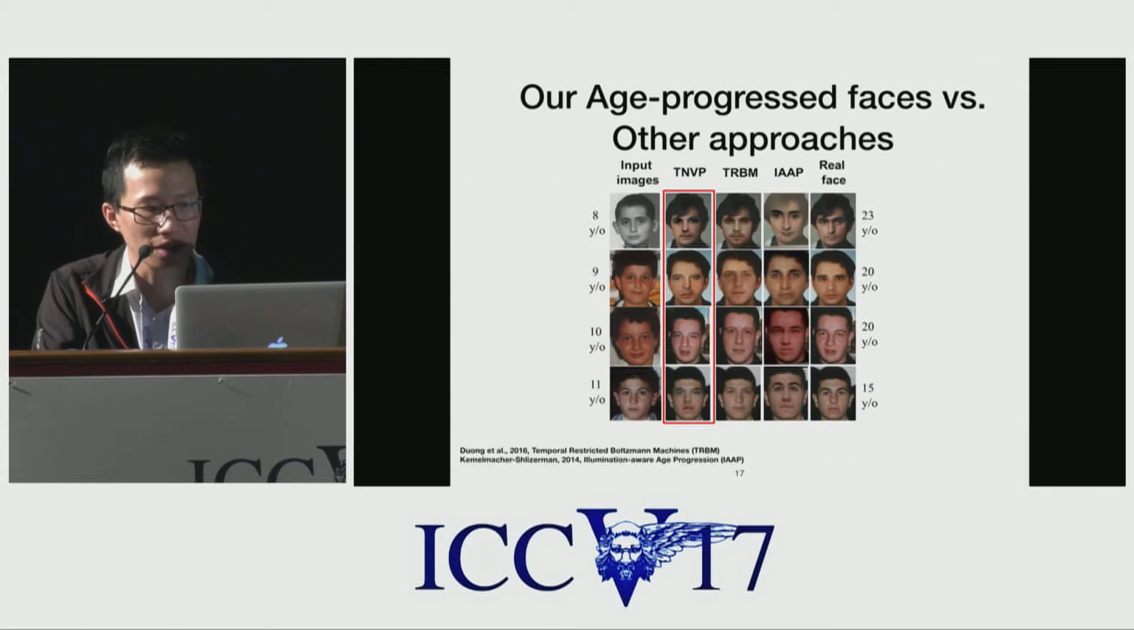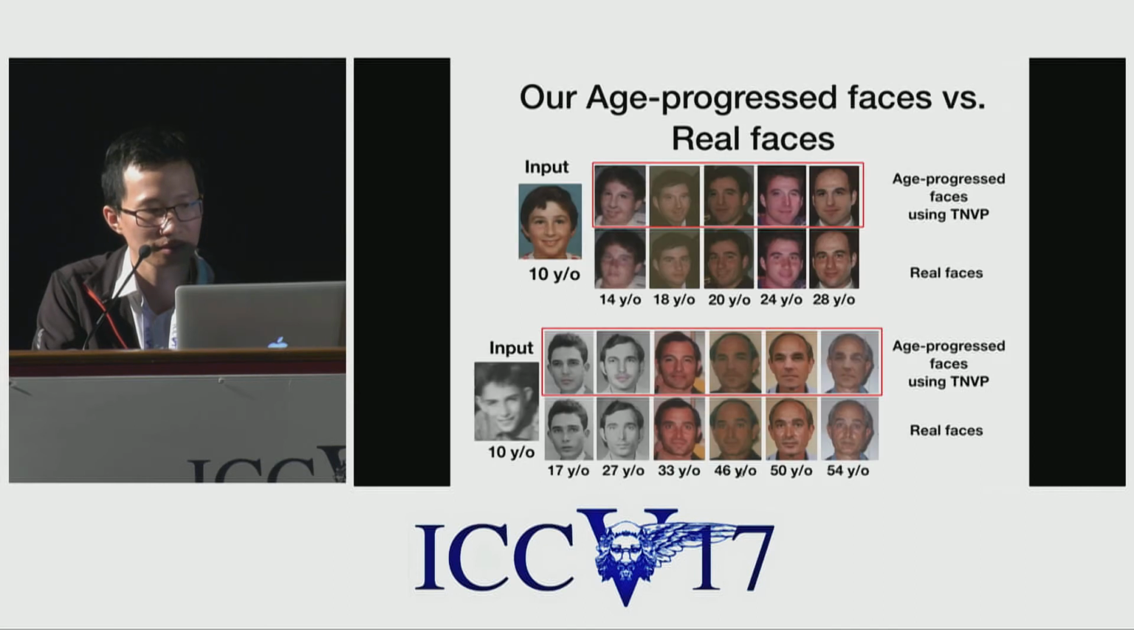Here is another example to compare our age regression result with previous work. The first column is the input images. The second column is the age regression result using our approach. The third and the fourth are the previous approaches. And the last column is the real face for the ground truth. Here is another comparison of the aging result using our approach with the ground truth.